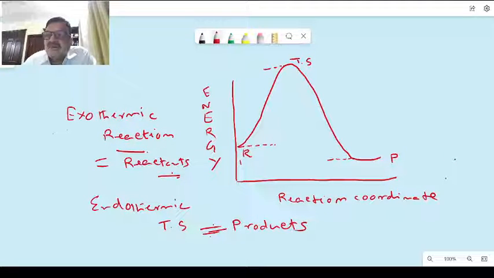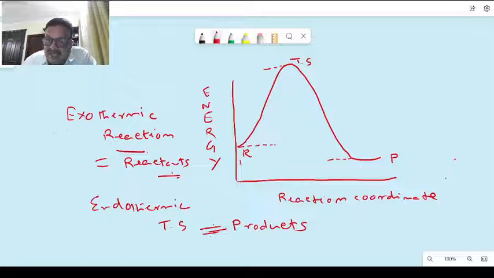So now let us see an endothermic reaction here. What will happen to the rate of the reaction when the energy of the product is lowered? In the case of an endothermic reaction, we have seen that the transition state resembles the products, in energy and structure. So the transition state resembles the product.